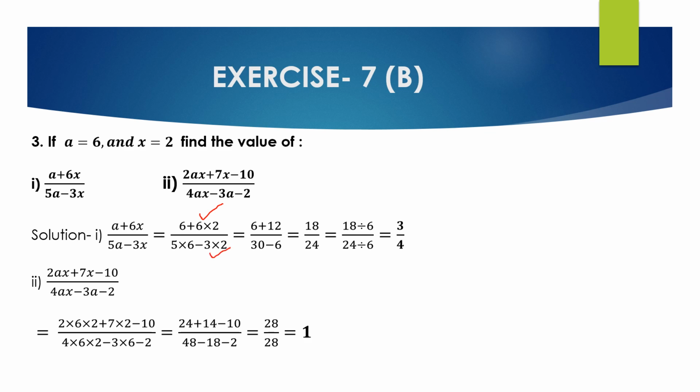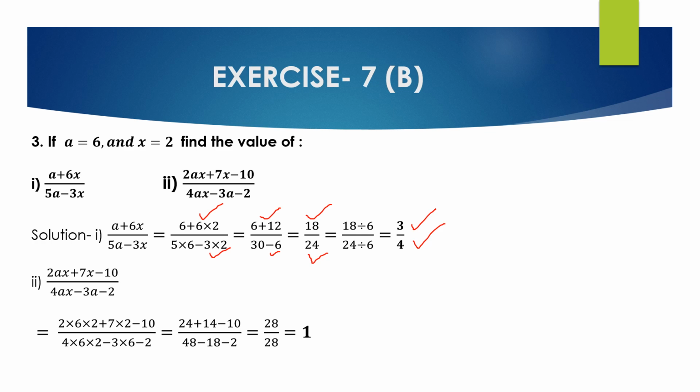2. 6 plus 6 multiplied with 2 is 6 plus 12. 6 plus 12 is 18 and 5 multiplied with 6 is 30. 30 minus 6. 30 minus 6 is 24. 18 divided by 24, we have to reduce this into simplest form. Divide 18 and 24 with 6, we get 18 divided by 6 is 3 and 24 divided by 6 is 4. 3 divided by 4.